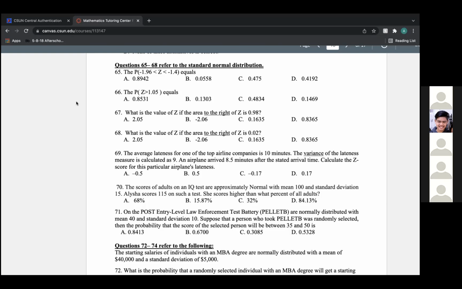Okay. What is the function that we are looking for, so I can look it up? I would say it's inverse normal. Inverse normal. Okay. Yeah, that's what I would imagine. And what is the value of z if the area to the right is 0.02, without doing any calculator work? 2.05. Yeah, it'll be the positive version.